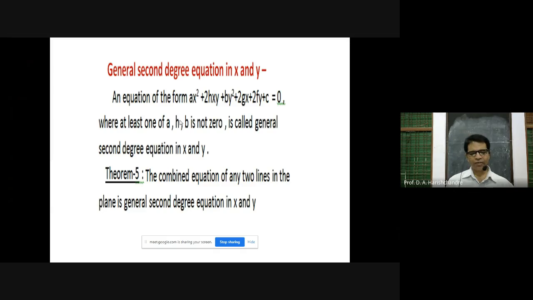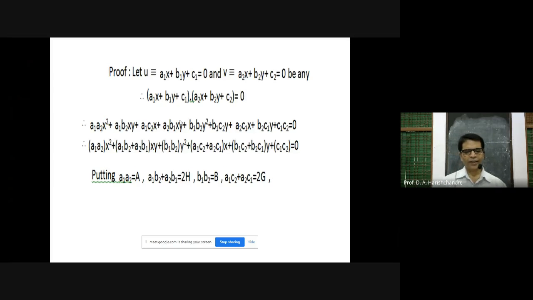We have to show that the joint equation is a general second degree equation in x and y, meaning that the equation can be represented in the above form: ax square plus 2hxy plus by square plus 2gx plus 2fy plus c is equal to 0. Let us discuss the proof of this theorem. Proof. Let u be the line whose equation is a1x plus b1y plus c1 is equal to 0, and v be another line whose equation is a2x plus b2y plus c2 is equal to 0. These are any two lines in the plane.